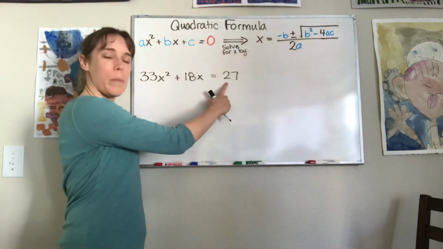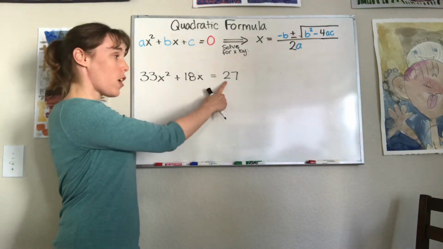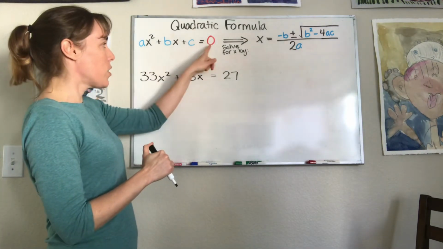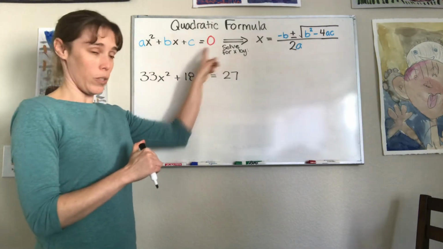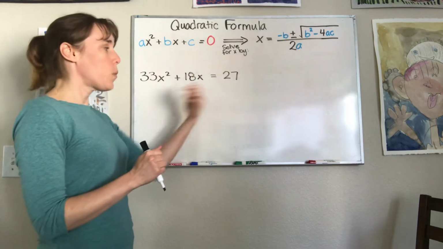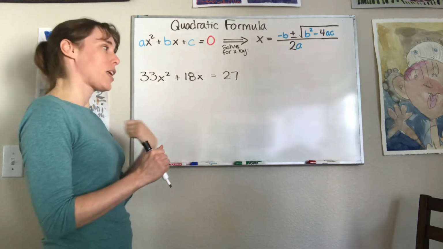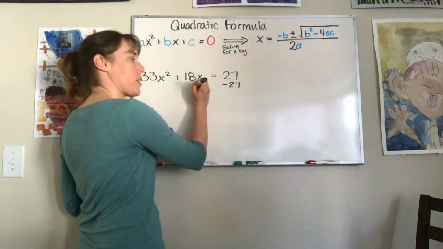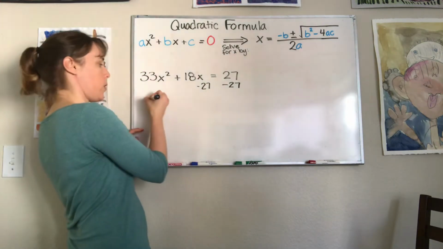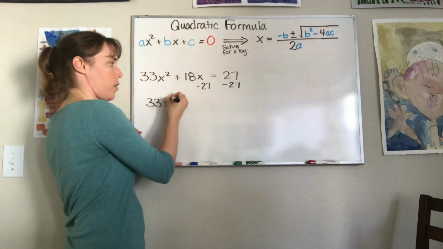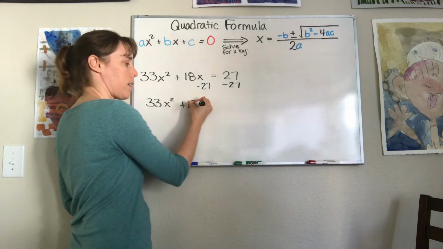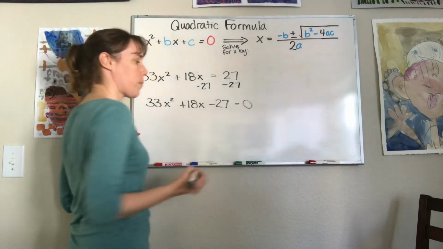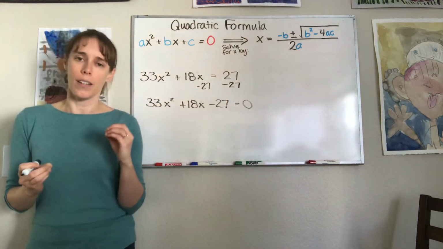The problem on your notes page has an equation that is not in standard form. And remember, standard form for a quadratic equation is we really want it to equal 0, and this one does not. So we need to move that 27 to the other side to make sure it equals 0. So first step is to subtract 27 from both sides. Okay, so 33x squared plus 18x minus 27 equals 0. Alright, so we've got an equation in standard form.